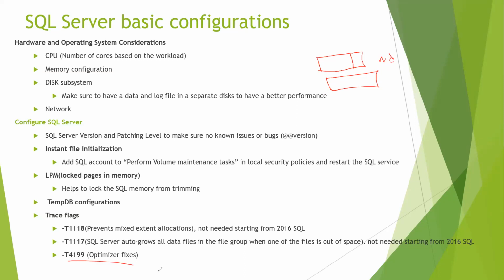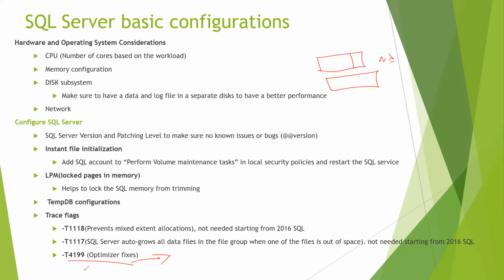The third one is query optimizer fixes. I think even this is not needed now, but it is still worth enabling or testing, right? Like in earlier versions, we used to see query optimizer timeouts. If there are optimizer timeouts, then enabling this trace flag would fix any optimizer bugs that Microsoft has in the code.